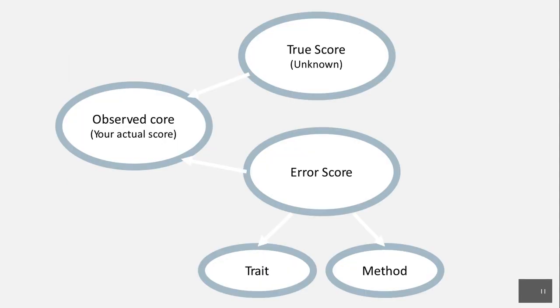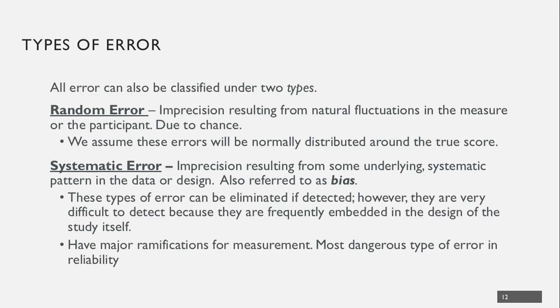So here's another visual. Those arrows aren't very good, but yeah, these are pointing, that's pointing. Okay, and so here's another type of classification of error: random and systematic error. So random error is imprecision resulting from natural fluctuations. It's due to chance rather than it being a pattern. And it's not too big of a deal. We could just kind of assume that it will normally distribute.